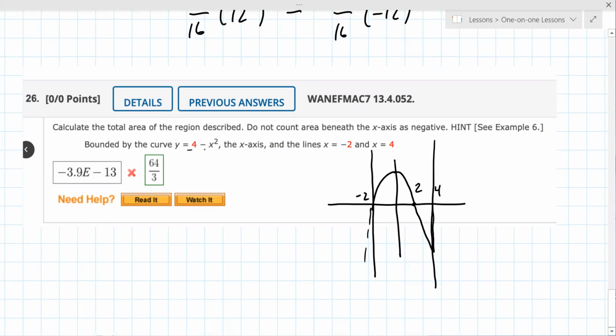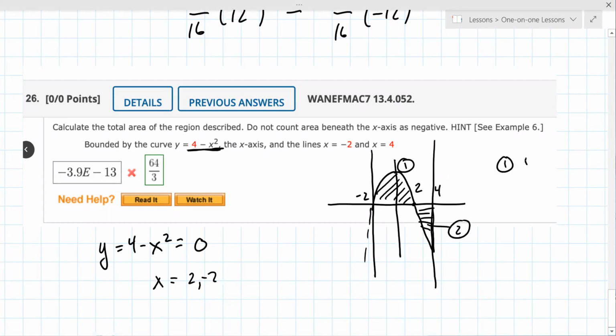So you generally figure out, where does y equals 4 minus x squared equal 0? Where does it hit the x-axis? And you'll find that it's 2 places, 2 and -2. That's where I came up with those. So there's really these 2 regions. There's this region here above the axis, and then there's this region off to the right here, which is below the axis. And that's what it says when it says do not count area beneath the x-axis as negative. So you're going to find area 1, you're going to find area 2, and you're going to add area 1 plus area 2. We're going to use calculus to do that.